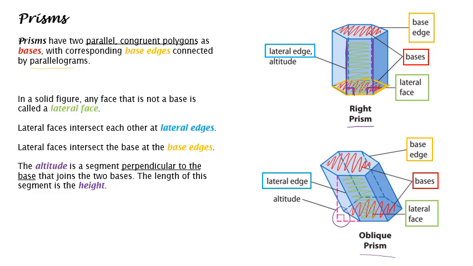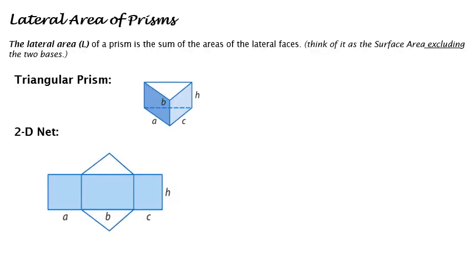Okay, so let's look at how we find the lateral area of prisms. The lateral area, which we'll often call L, is defined as the sum of the areas of the lateral faces. So it's kind of like the surface area except for the bases. We're not counting the bases.